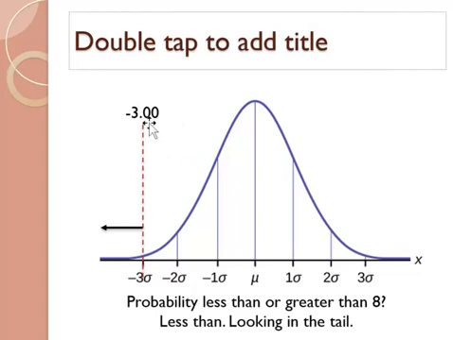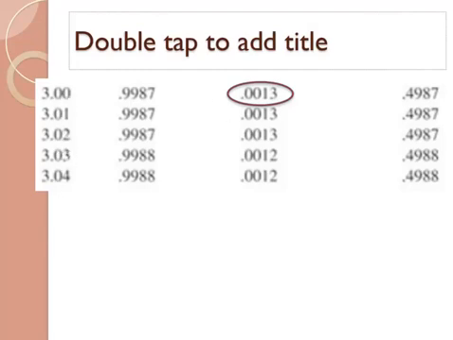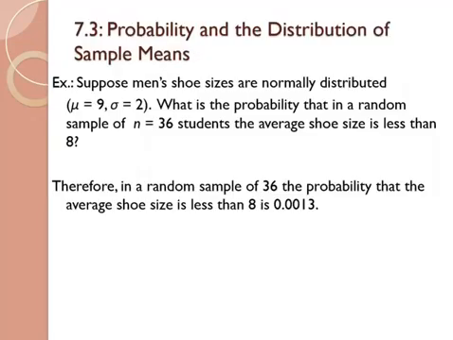So we're asking what's the probability that 36 men would have an average shoe size of 8 or less? That raw score corresponds to a z-score of negative 3.00. So we're looking for the proportion in the tail. So we want to find the z-score for 3.00, because remember these are absolute values because it's a symmetrical distribution. If we then look at the proportion in the tail, it's 0.0013, right? So therefore, in a random sample of 36, the probability that the average shoe size is less than 8 is only 0.0013.